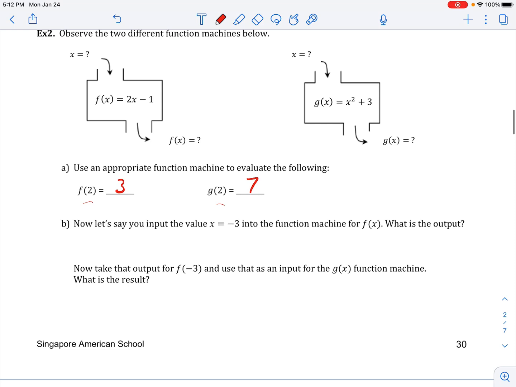Now let's say you input the value x equals -3 into f. Okay, well we've done, I mean, that's easy, right? -3 in here is going to make -6 minus 1. I get -7. F of -3 is -7. And then we turn around right away and we stick this into g. So I'd say g of negative 7 is, and I put it in there, I get 49 plus 3, 52.